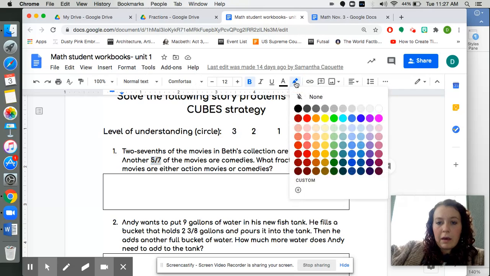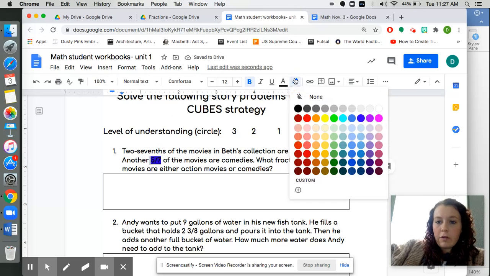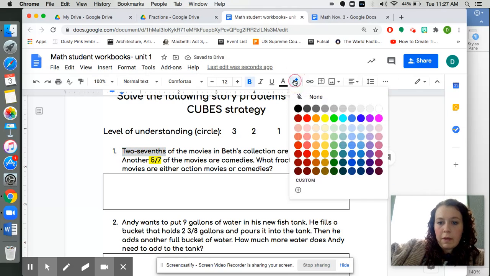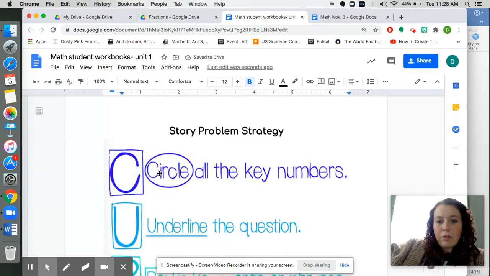And so you can go up here and use the highlight tool to highlight the important numbers. So I know that 2 numbers were mentioned, 2 fractions to be exact, 5/7, and then also 2/7 was mentioned. So we have 5/7 and 2/7. So I've highlighted those numbers.